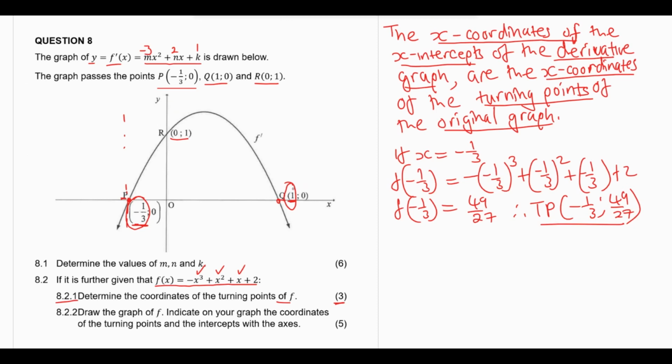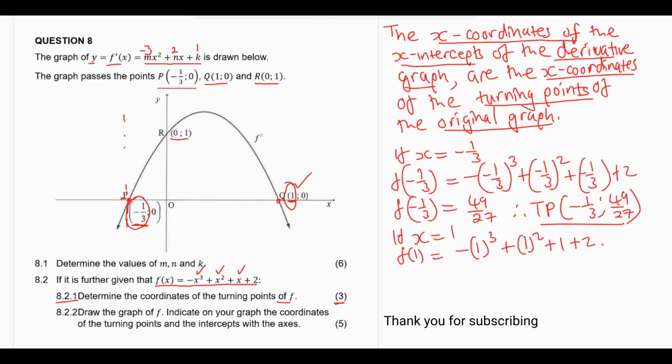Then the second one, we're going to use 1. So where there is x, we're going to put 1. So if x is equal to 1, f of 1 is equal to negative 1 cubed plus 1 squared plus 1 plus 2. And then we are getting 3. So therefore, the other turning point is where x is 1 and y is 3. So these are the coordinates of the turning points of f.